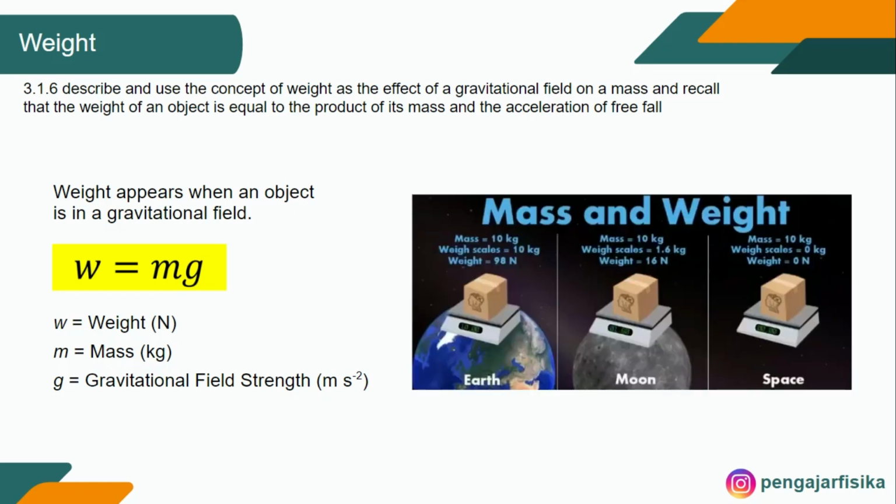In this image, the box has the same mass in each location, but its weight changes depending on the strength of the gravitational field. On the moon, where gravity is weaker, the box weighs less. In space, without gravity, the box has no weight at all, but its mass remains constant everywhere.